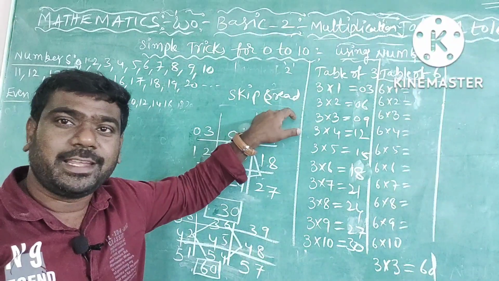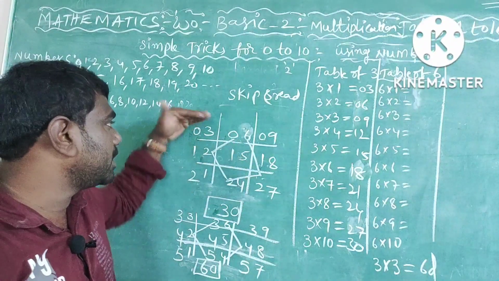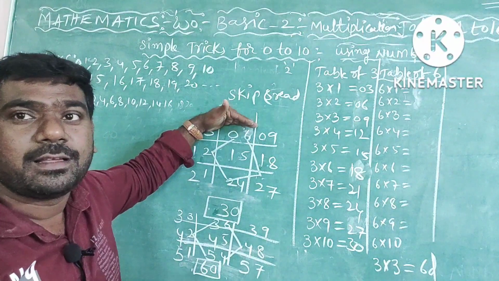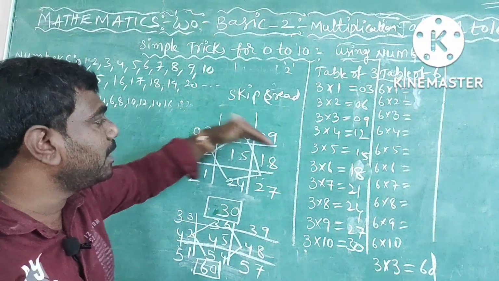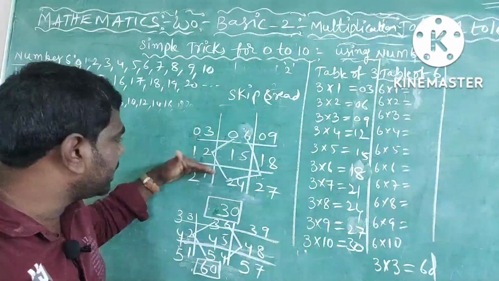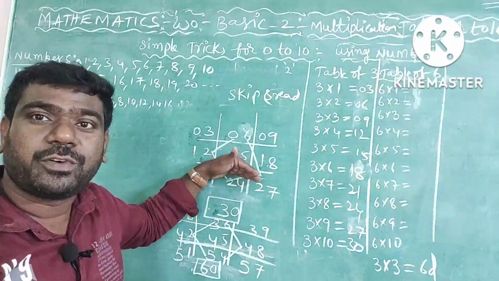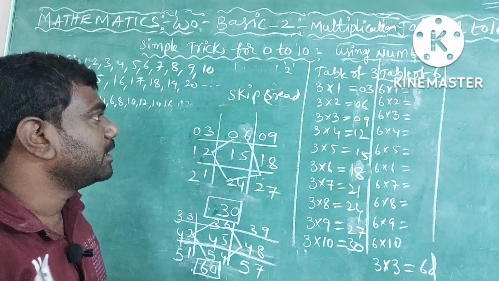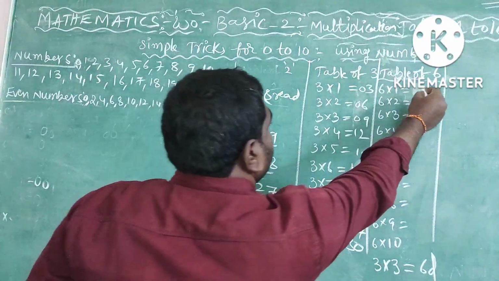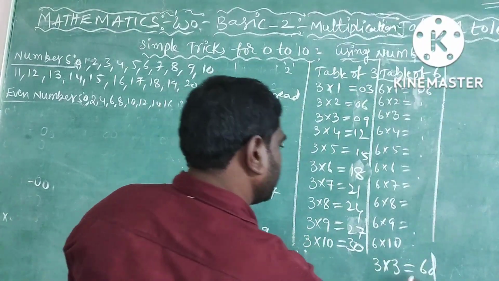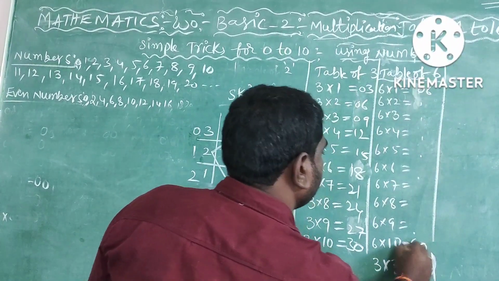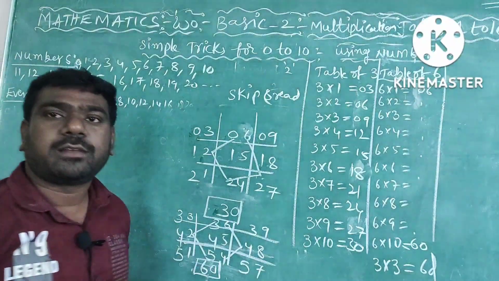Skip and read. Meaning, 6: first, 6 ones are 6. Next, skip and read, 6 twos are 12. Then 6 threes are 18, and 6 fours are 24. And so on, you will get 60. So this is the 6 table answer we got here. I can write it up to here, 60. Yes sir, it is the 6 table answer.